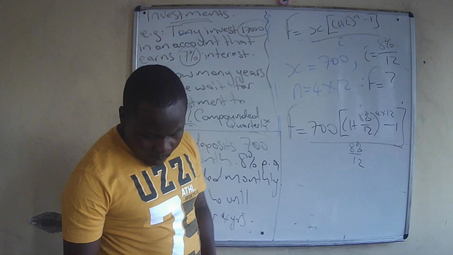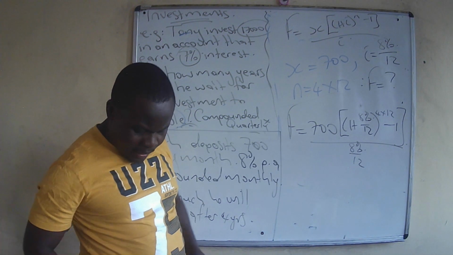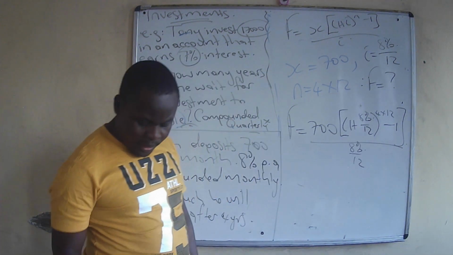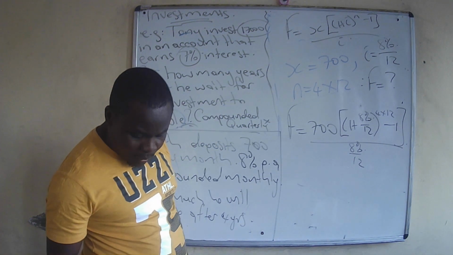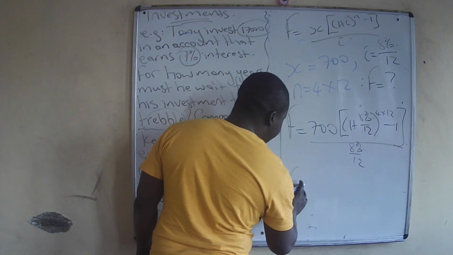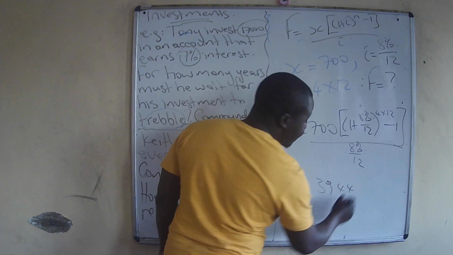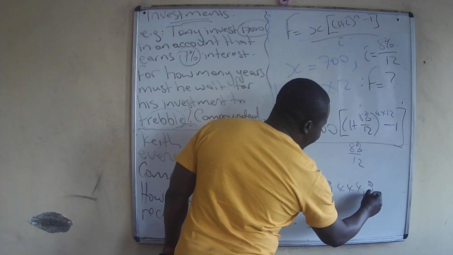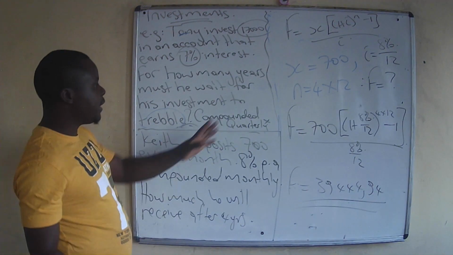So let's put our information in the calculator. Punching this on the calculator, we are going to get our answer. The future value of this guy is going to be 39,444.94 cents. It means after 4 years he's going to get this amount.